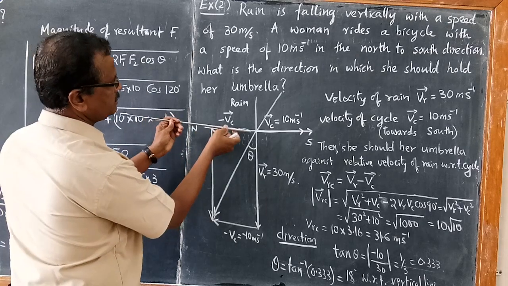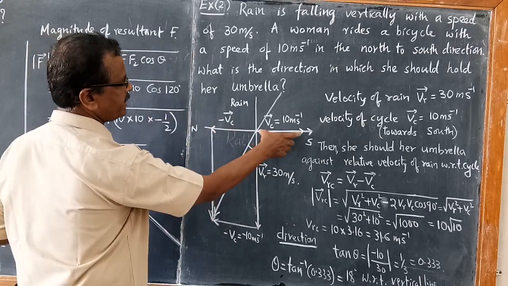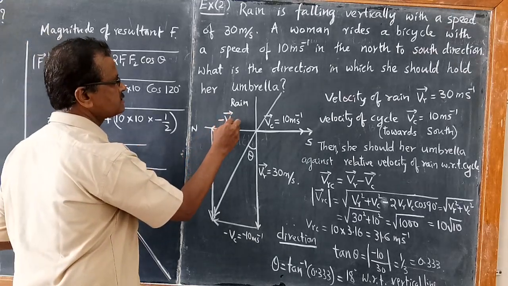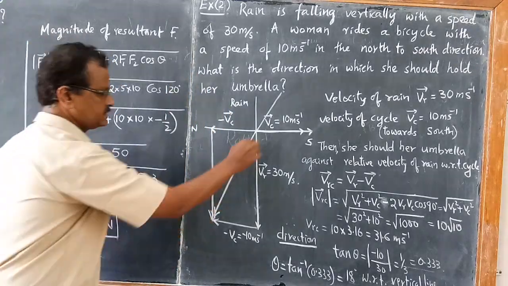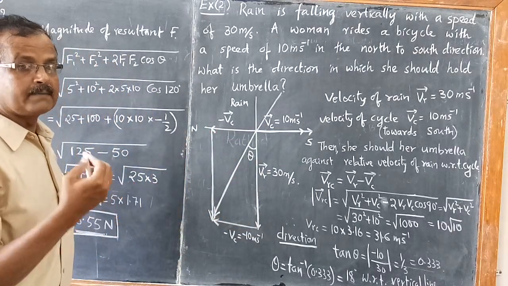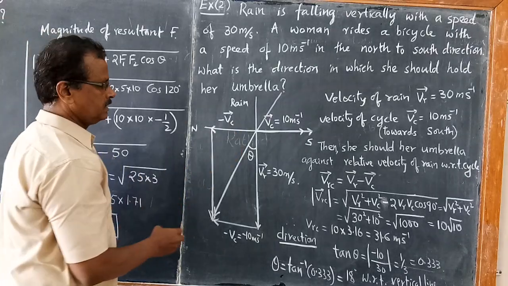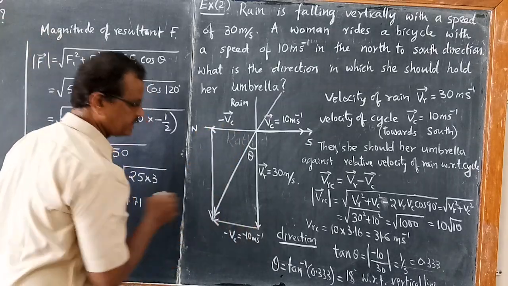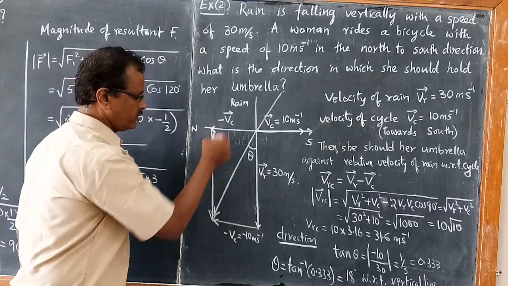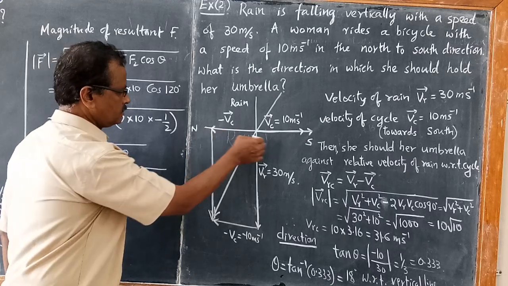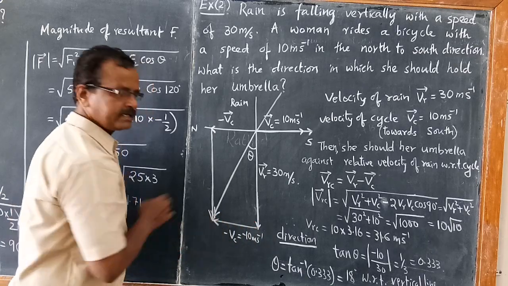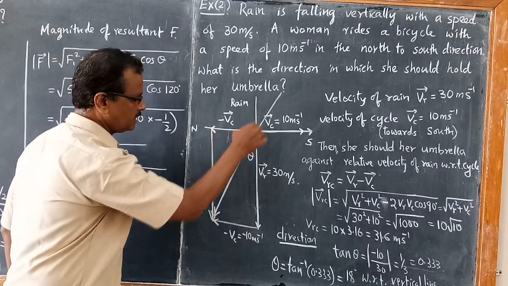Exactly in the opposite direction, of the same magnitude, I have drawn in the exact opposite direction, that becomes minus VC vector. So this is VR vector, this is minus VC vector. Now I have to do vector subtraction. Therefore construct a rectangle by the method of parallelogram. You draw a parallel vector of VR, a parallel vector of minus VC. So thus it becomes a rectangle.